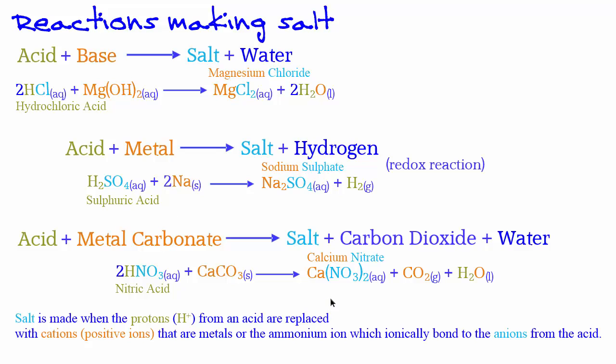Keeping in mind also the definition of salt: when the proton, an H plus from an acid, is replaced with positive ions, which are the metal ions, or an ammonium ion, if we think of the ammonia reaction in a moment, which can ionically bond to anions, forming, of course, the salt. And that anion came from the acid. So I've tried to color code things to make them easier. This middle example I want to look at further. It's a redox reaction when an acid and a metal react.